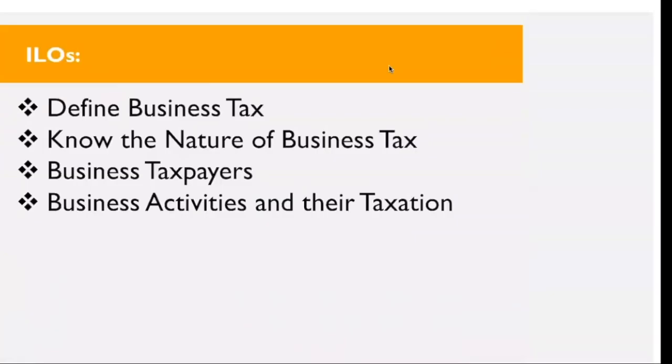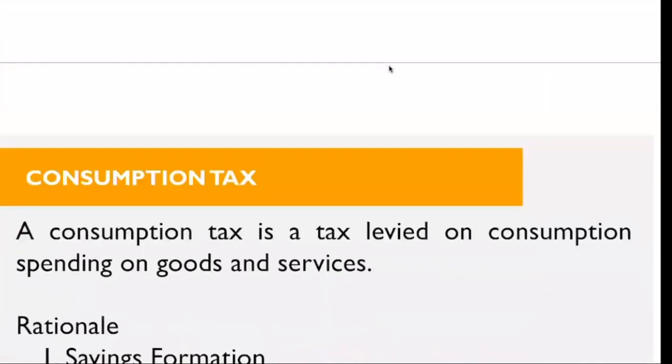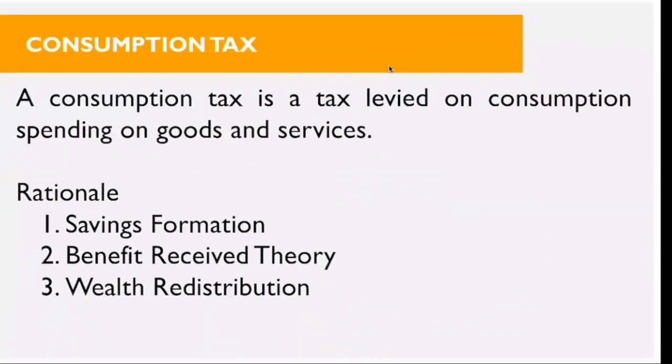Our intended learning outcomes: first, we will define your business tax. We will know the nature of a business tax. We will discuss your different business taxpayers, your business activities, and their taxation. Let's start first, of course, with the definition of a consumption tax. So what is a consumption tax? It is a tax levied on consumption, or spending on goods and services. So it is levied on the spending on goods or services.